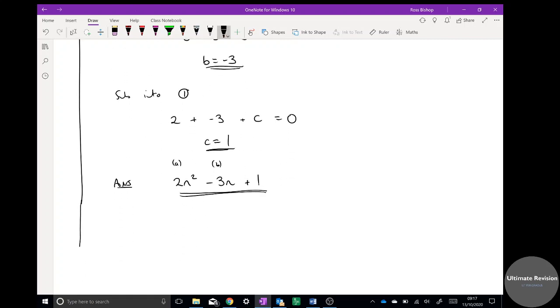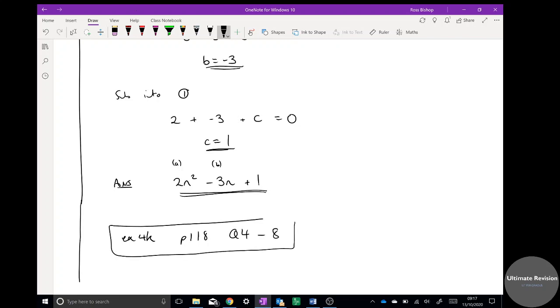Okay, right, that is it for examples. I want you to have a go at exercise 4K, and I just want you to do, well, it's on page 118, questions 4 to 8, please.